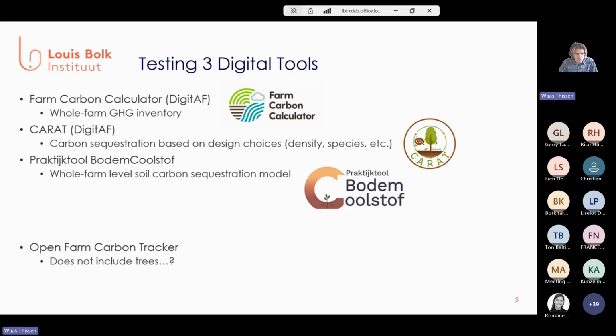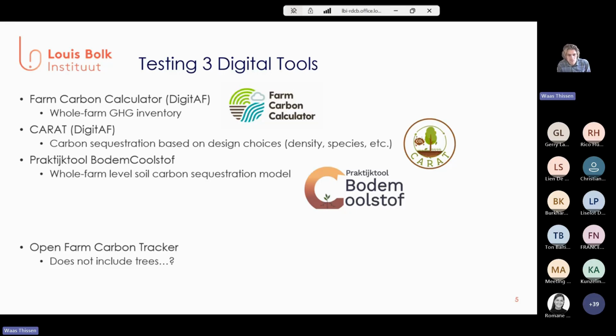Then we have CHL. It's a carbon sequestration tool based on design choices like which species of trees at which density, etc. And then the wish was to test the Open Farm Carbon Tracker, which is another DigitAF tool, but I don't think it includes trees at the moment, so I thought it was a little bit less relevant for now. I chose another tool, which actually also doesn't include trees at the moment, but I think it is interesting to compare to the other tools, mostly with CHL.